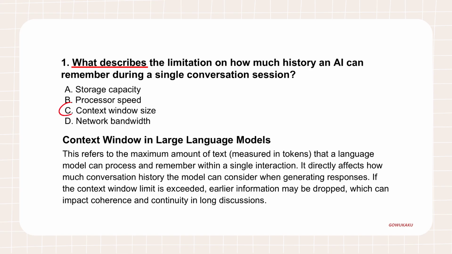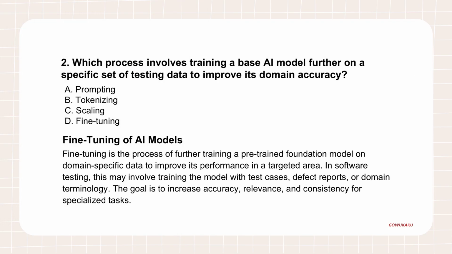So it's not that the internet is slow, which would be bandwidth. Right. Or that the hard drive is full, which is storage. It's that the short-term attention span is full. Exactly. So if you see memory limit or forgetting earlier conversation on the exam, find the option that says context window. Got it. Okay, let's move to question 2.